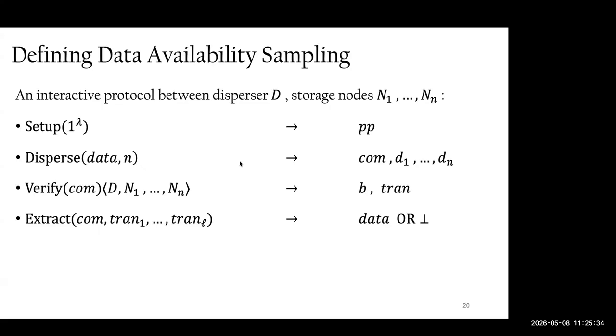So there's an extra output for verify. This is the transcript. So this is basically the transcript of this verification protocol. Let's say I query node 5 for its chunk or node 10 for its chunk. The transcript that I'll output will be the chunks I got from these nodes.